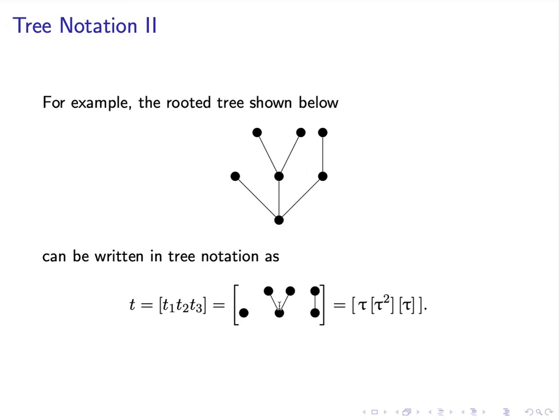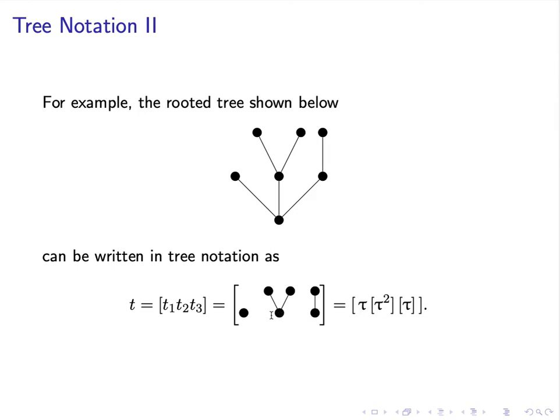Okay, so if we were to represent these subtrees in tree notation, the first one's easy. We just have a single node, so that's just the letter tau. The second tree is a rooted tree, so we have another set of square brackets, you can see there, as represented by my cursor.